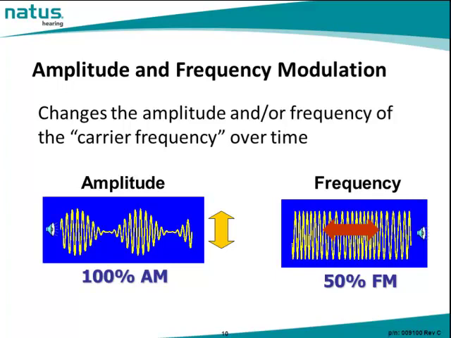Amplitude and frequency modulation simply change the amplitude and/or frequency of the carrier frequency over time. We have 2 examples here. In the first example, 100% amplitude modulation of a 1000 Hz carrier frequency. And in our second example, 50% frequency modulation of a 1000 Hz carrier frequency.